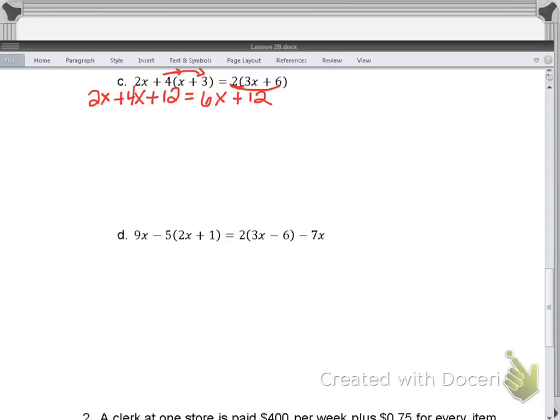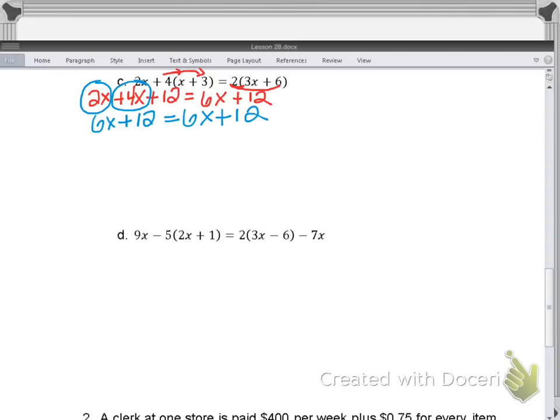Okay, the next step we want to do is to combine like terms on the same side of the equal sign. So that means we have a 2x over here and a 4x. So 2x plus 4x is 6x plus 12. And on the other side, there's nothing to combine that's like, so we have 6x plus 12. Now you can already see that we have a mirrored equation here. We have the same exact thing on both sides.